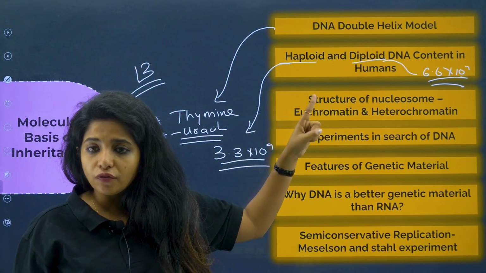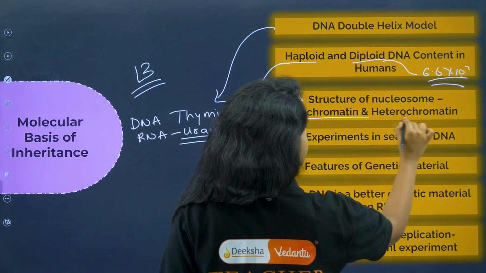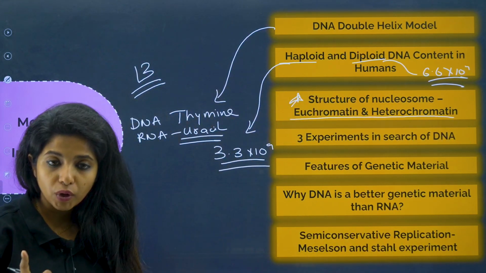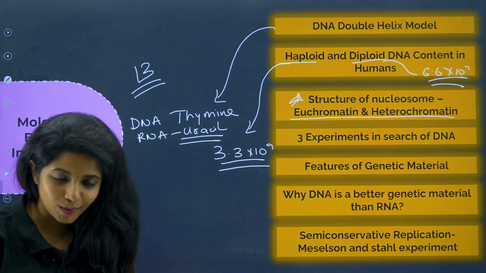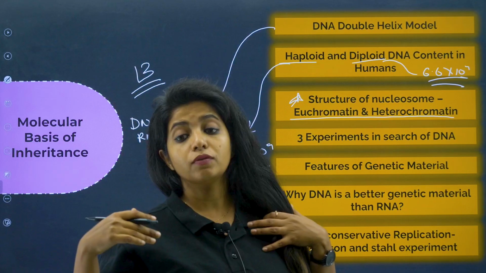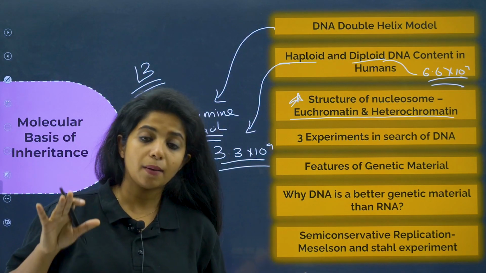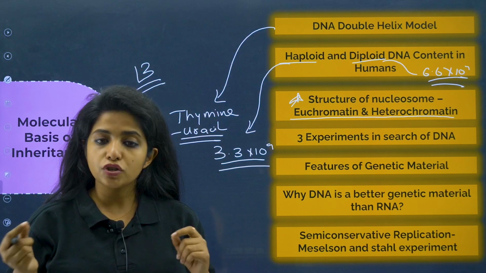Okay, now structure of nucleosome, really important, you have to draw it and show. Euchromatin and heterochromatin difference is being asked, so you should be knowing about both of them as well. Which one gets stained better, which one is not getting stained better, where is transcription happening better, where is transcription not happening properly. So all these differences you should be knowing.